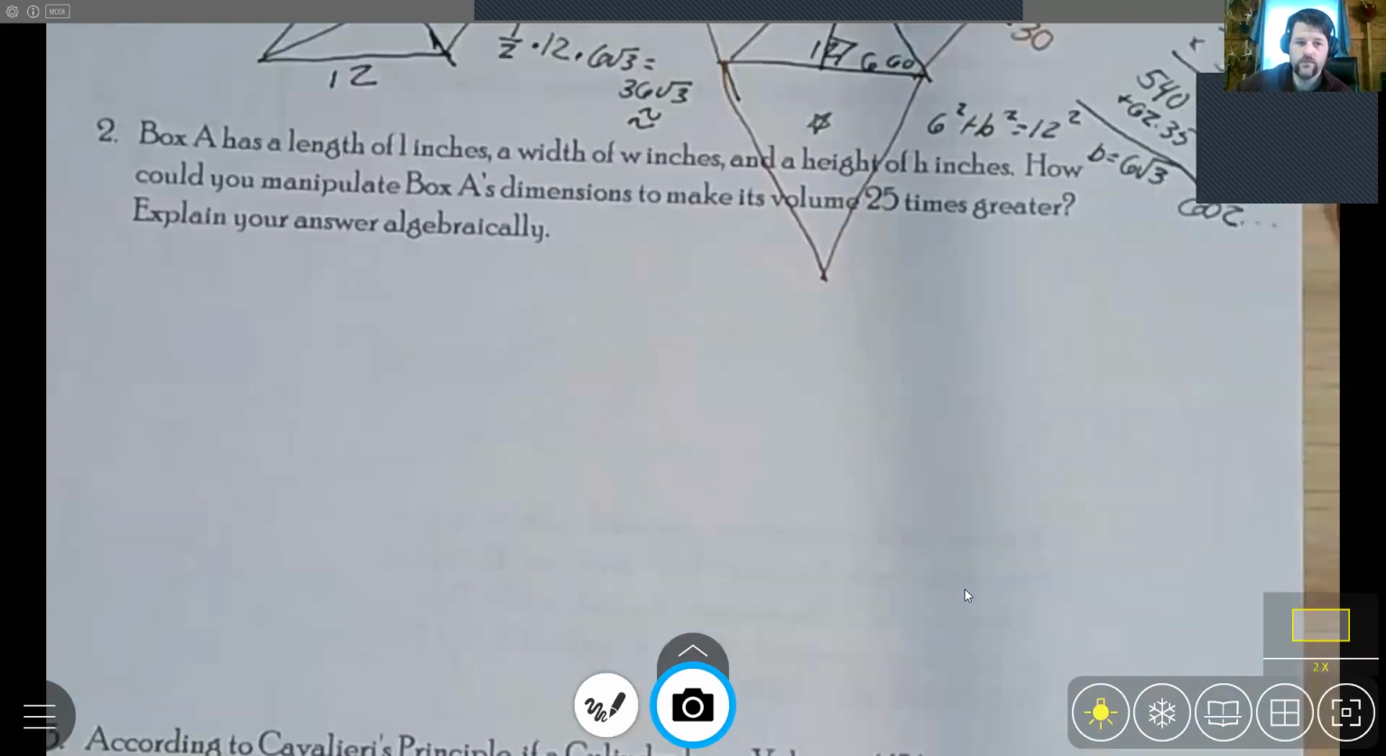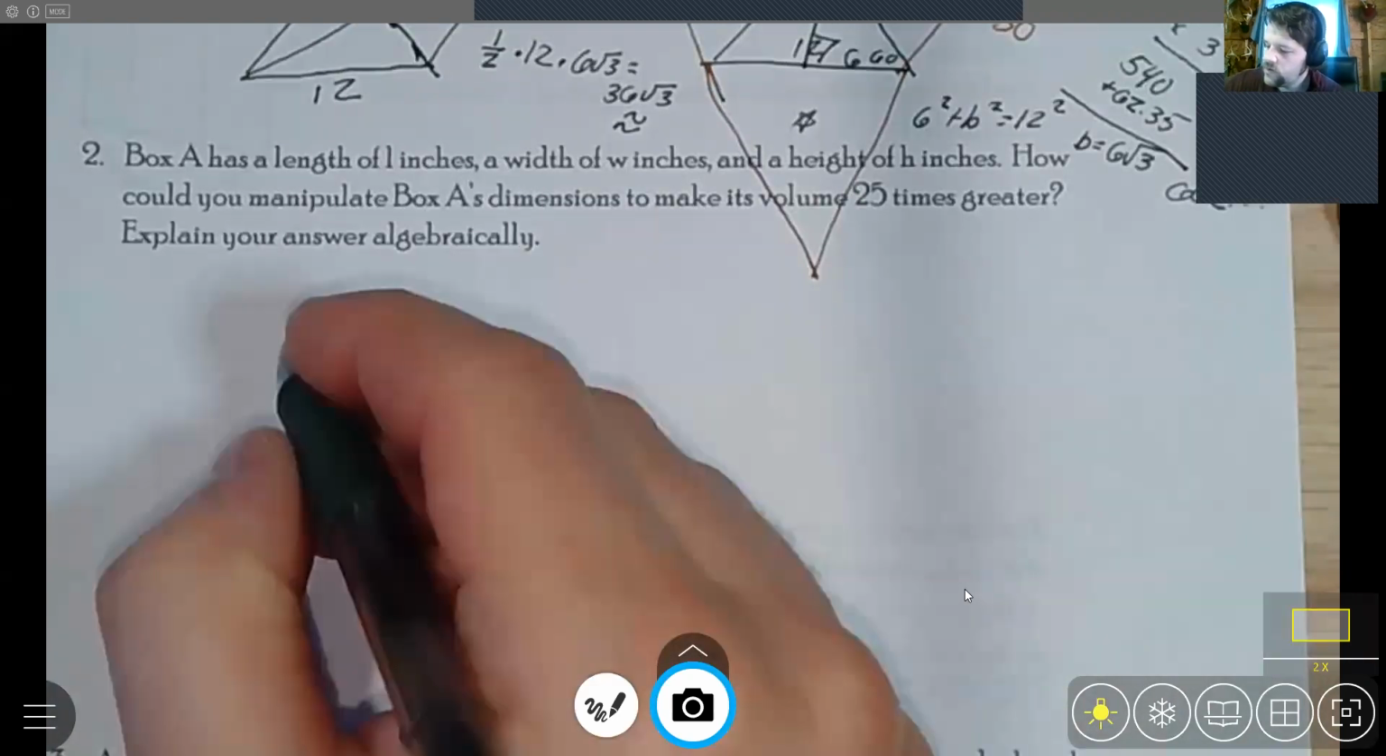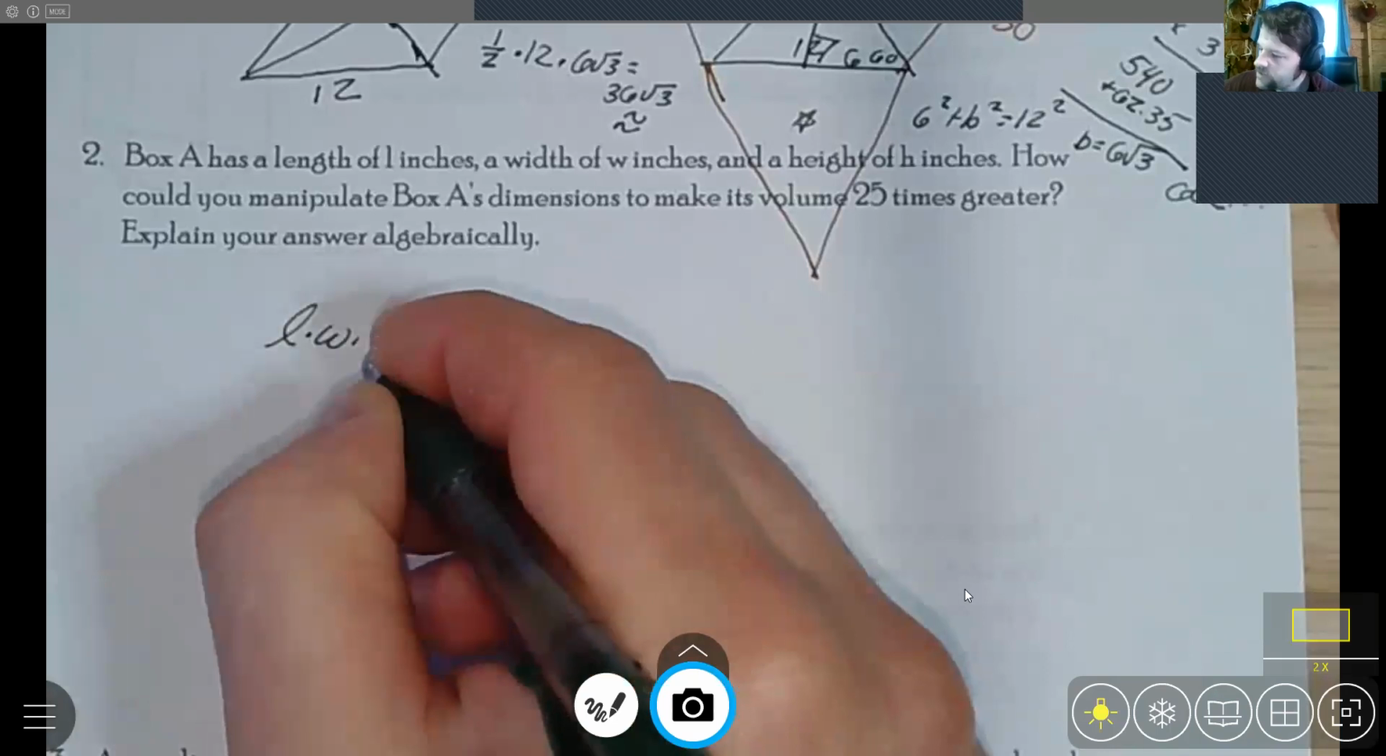All right, number 2. Box A has a length of L, a width of W, height of H. How could you manipulate the box's dimensions to make its volume 25 times greater? Explain your answer algebraically. So you've got your volume of your original box.